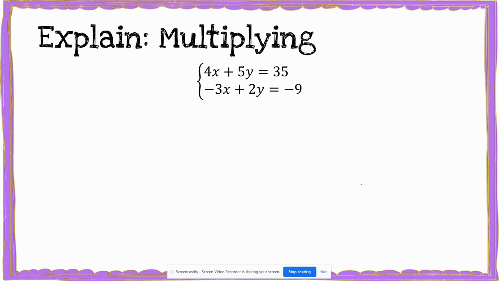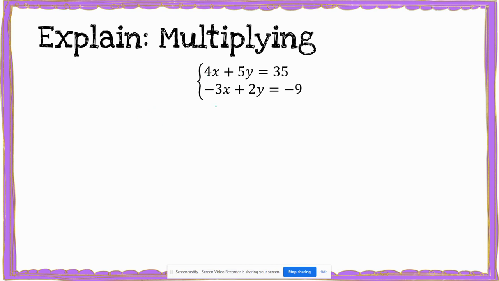Example 7 says 4x plus 5y equals 35, and negative 3x plus 2y equals negative 9. Well, again, I don't have any coefficients that are opposites, but I can see that I have a 4 and a negative 3. Well, this is a positive 4 and a negative 3. Now, those are not the same, and I cannot multiply negative 3 by something or 4 by something to get the other. Sometimes you'll have cases like this where it's going to benefit you to multiply both equations by something.